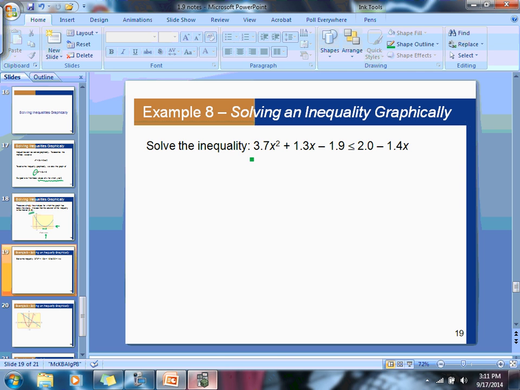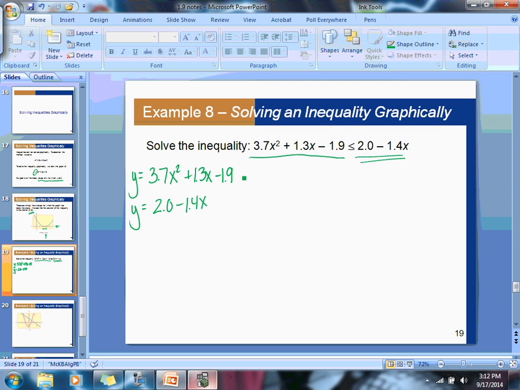You're going to take the left-hand side of the inequality and set it equal to y. So you'll have 3.7x squared plus 1.3x minus 1.9. And then you're going to take the right side and set it equal to y, 2.0 minus 1.4x. And then you're going to graph both of those equations.